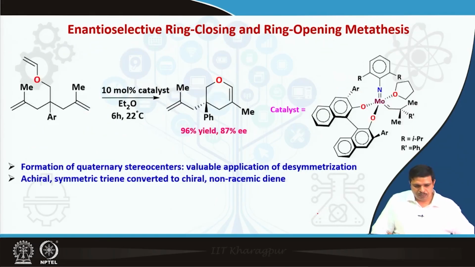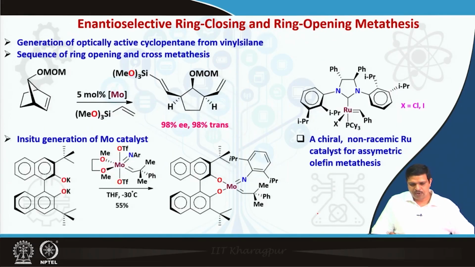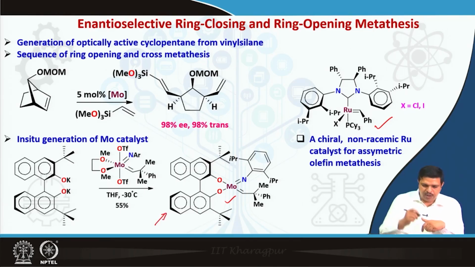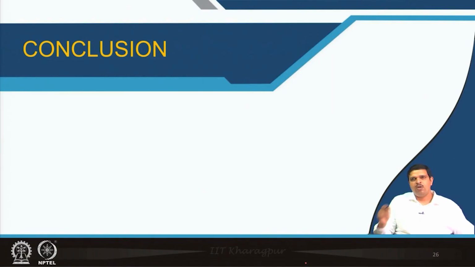These are again other examples. You will see that not only the Schrock catalysts, there are different catalysts like the ruthenium catalyst. The modified Grubbs catalyst can also be made chiral. For molybdenum, this is like a BINAP, so again it is the axial chirality. And this is the chiral ruthenium Grubbs-type catalyst. These chiral catalysts control the stereoselectivity of different types of metathesis reactions.